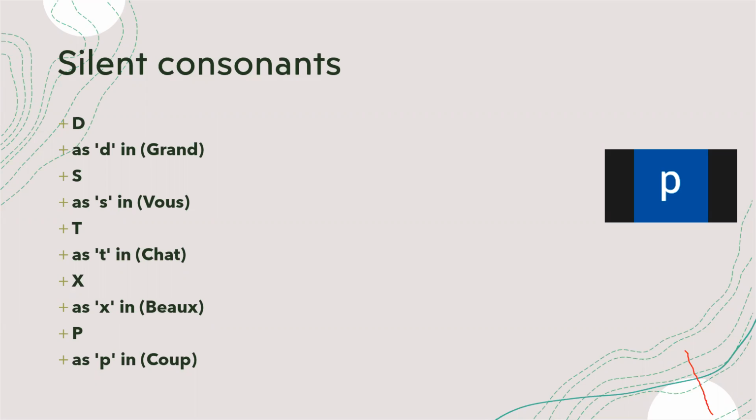So what are these? ये होते क्या हैं silent consonants? For example, बच्चे, these specific alphabets D, S, T, X, P. When you find these specific alphabets in the ending of any French word, they're gonna be silent. I repeat, these specific alphabets D, S, T, X, P, that is de, es, te, ix, pe. When you find these specific alphabets in the ending of any word, they will be mute.